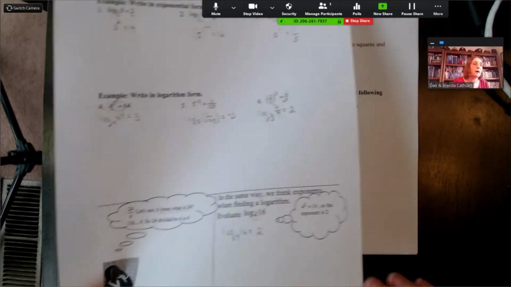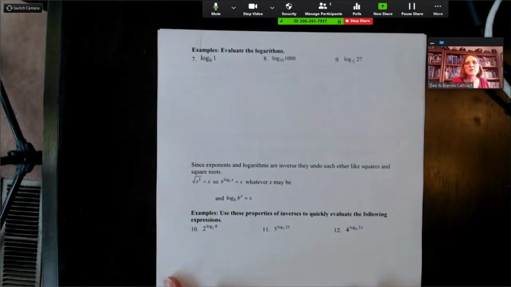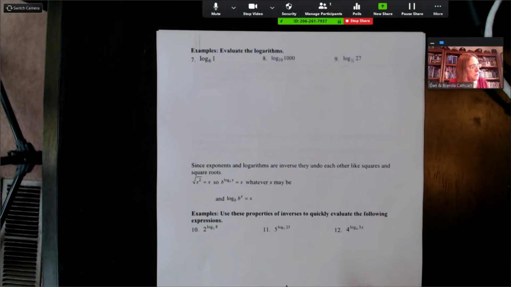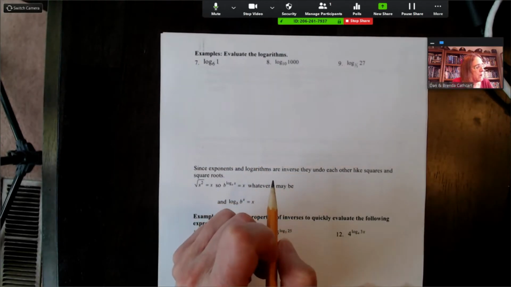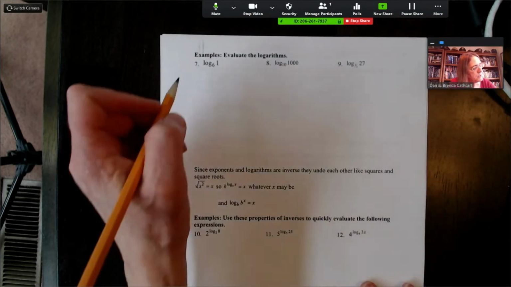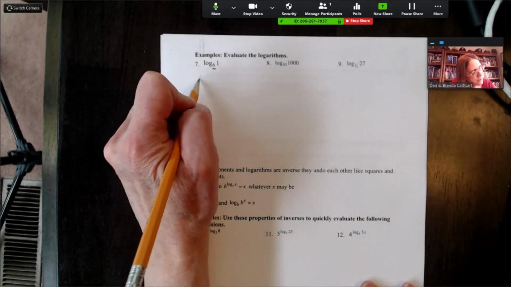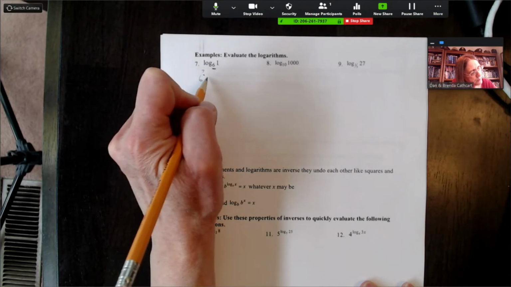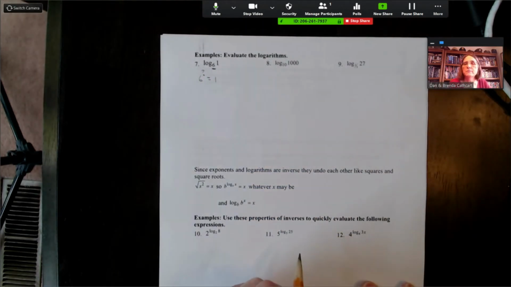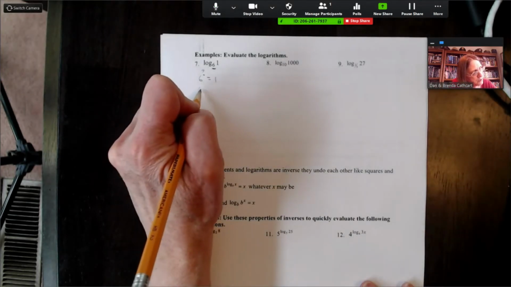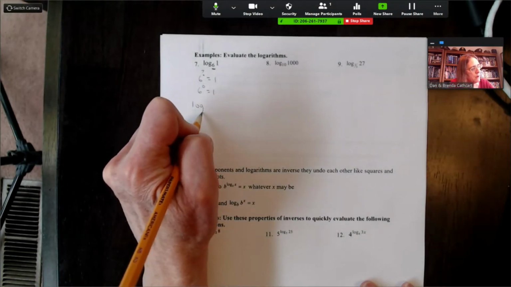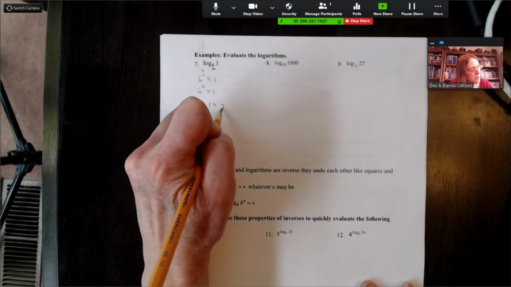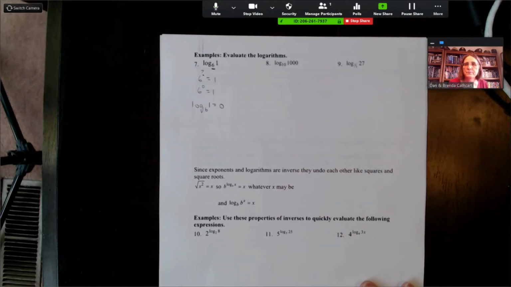So, thinking backwards, let's practice evaluating a few logarithms. I want to know what the value of log base 6 of 1 is. So I have to think backwards. I have a base of 6. What power should I raise it to get 1? Well, I know that anything to the 0 power is 1. In particular, 6 to the 0 power is 1. So I know that log base 6 of 1 has to equal 0.